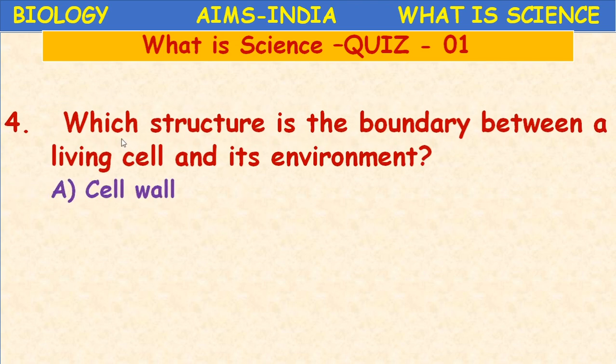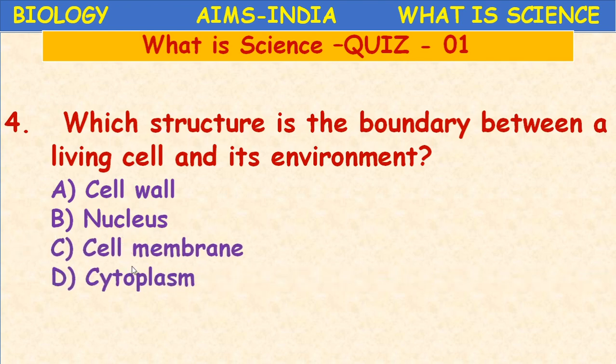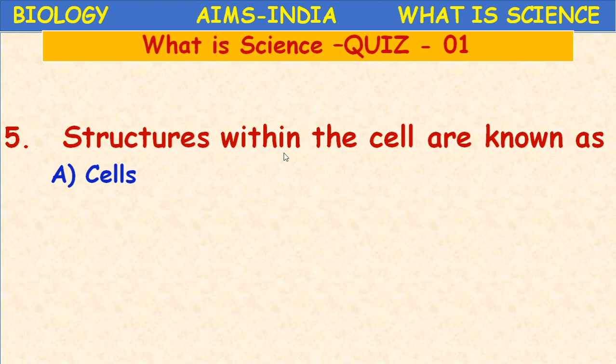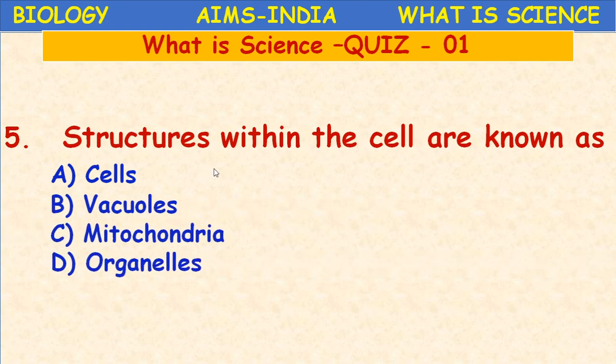Next, which structure is the boundary between a living cell and its environment? Cell wall, nucleus, cell membrane, cytoplasm. Which acts as the boundary of living cells? Here again, cell membrane. The structures within the cell are known as cells, vacuoles, mitochondria, organelles. What do you call those small structures within the cell? Organelles.